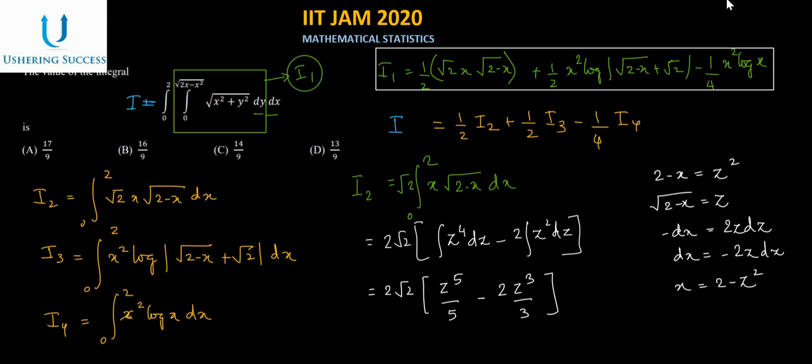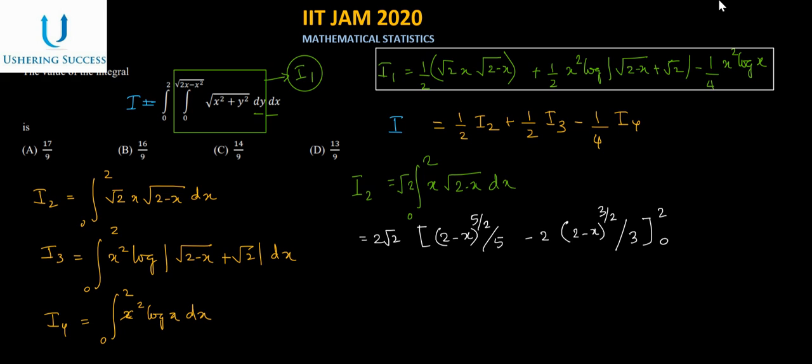And now we put back the value of x instead of z. So 2 root 2 into z5, where z is root over 2 minus x. So z5 would be 2 minus x whole to the power 5 by 2. This divided by 5 minus 2 into 2 minus x whole to the power 3 by 2, this divided by 3. And we put back the limits here, that is x running from 0 to 2.